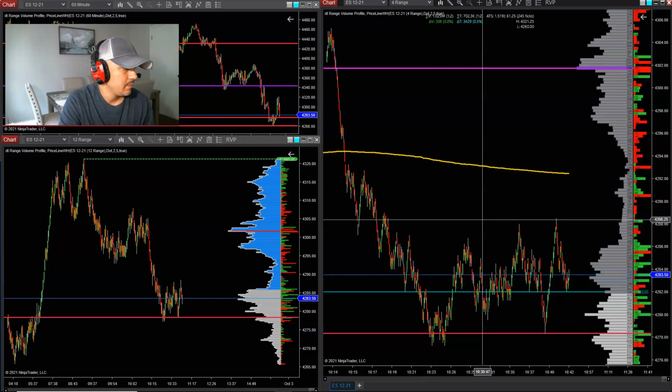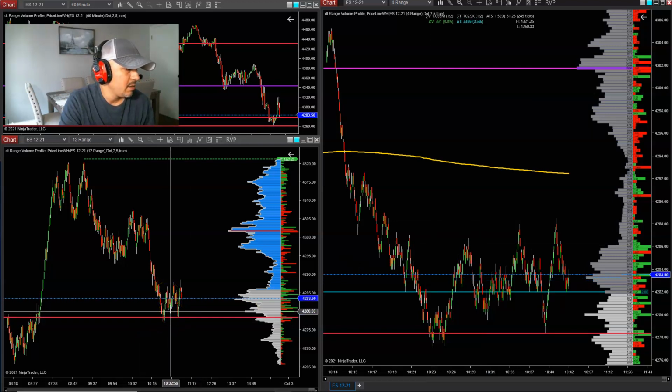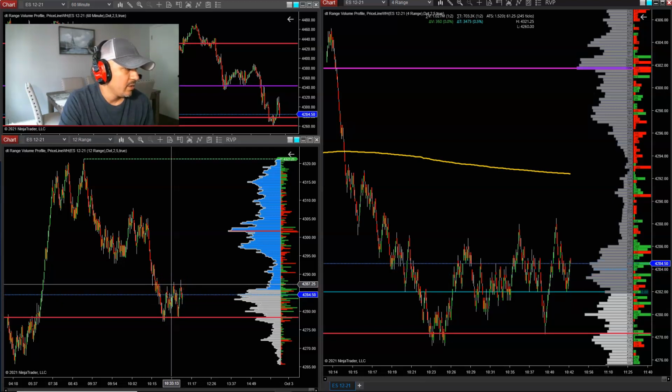Simple as that. Price bounced off this level. Price is rejected, okay? Pushed up. All right, came back, retested here. Pushed up. Rejection at the top here. This is a short, okay?